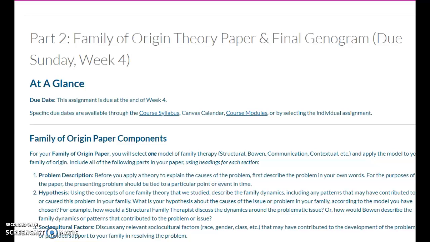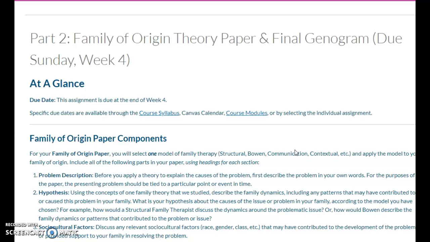Hey everyone, I would like to take some time to review the family of origin theory paper. For the purpose of this paper, you will need to choose one model for family therapy that we reviewed in this course. So you can see here some examples would be the structural family therapy, Bowen theory, communication, which would be more of the Satir model, etc. You'll need to choose one of these models for family therapy and apply it to your family of origin.